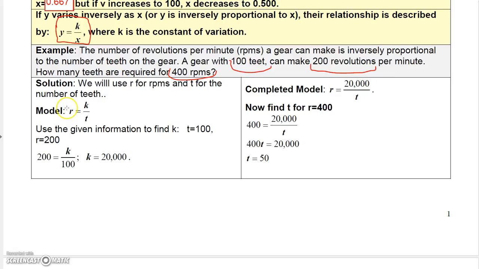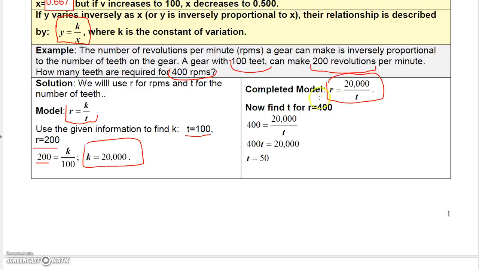Well, we'll use R for the RPMs, the speed, and T for the number of teeth. So we know revolutions is inversely proportional to teeth. Given 200 revolutions, we know that occurs when we have 100 teeth. So put 200 in for R, 100 in for T, and then solve this for K, and you get K equal 20,000. So basically, R is equal to 20,000 over T. And now let's find T for R equal 400.